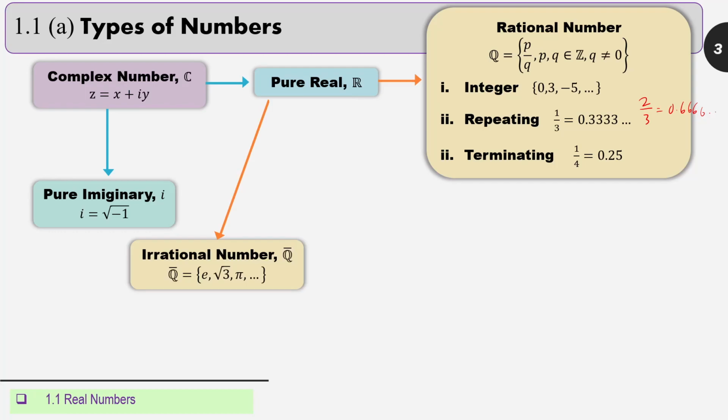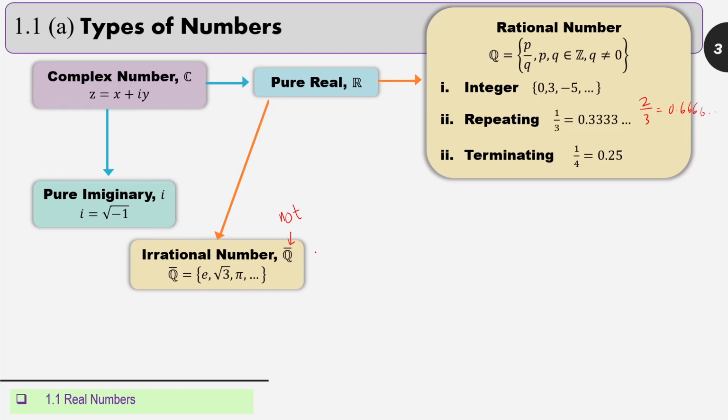Okay, and we have another group to complete our pure real numbers, which is irrational numbers. Over here we write it as Q bar. The bar at the top indicates the meaning of not. So this is not a rational number, so it is called an irrational number. Irrational numbers are quite special types, like the exponent e, pi, square root of 3, square root of 5, square root of 10.